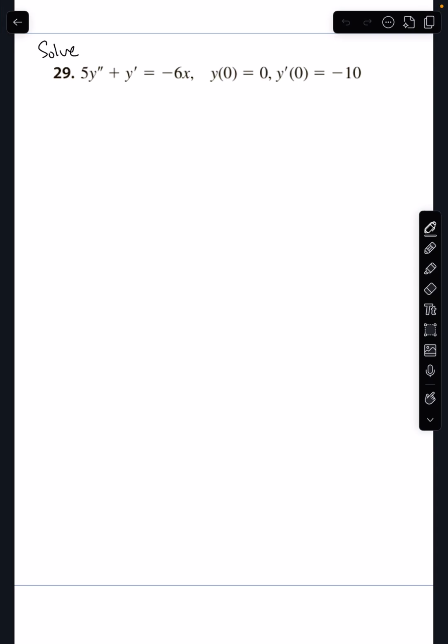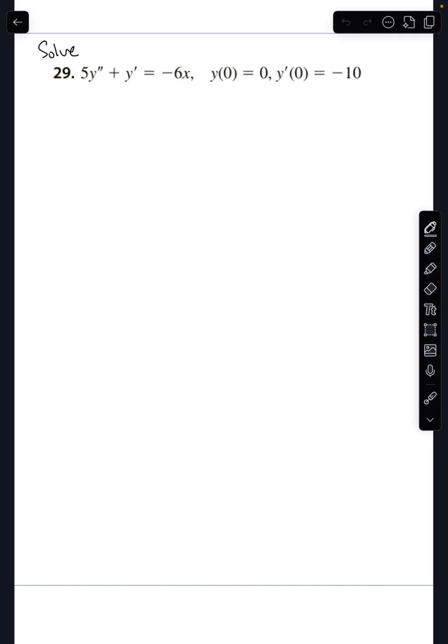So I picked this problem for a couple of reasons. One is because it's going to be a good way to illustrate how to do undetermined coefficients to find a particular solution, but it'll also deal with how to handle initial conditions as well.